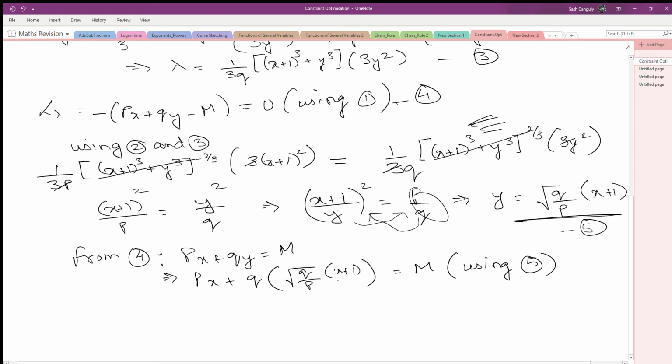Okay, so now I can open the brackets. So I have, this implies px plus q root q by p times x plus q root q by p is equal to m, right? So if I multiply both sides by, oh, actually this root would be for both.